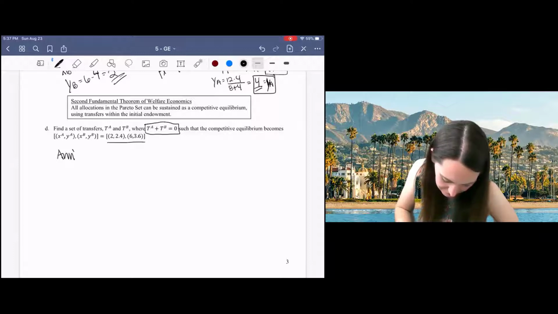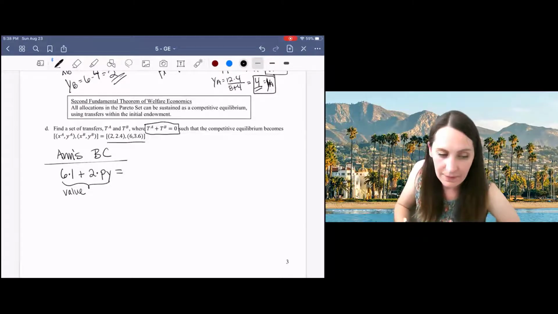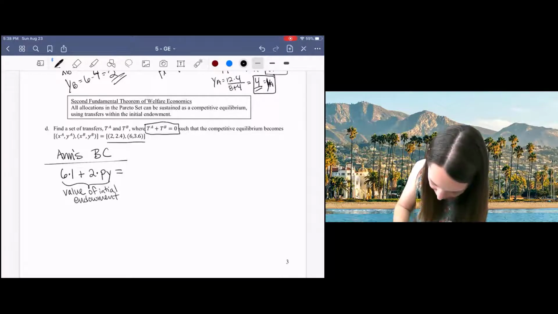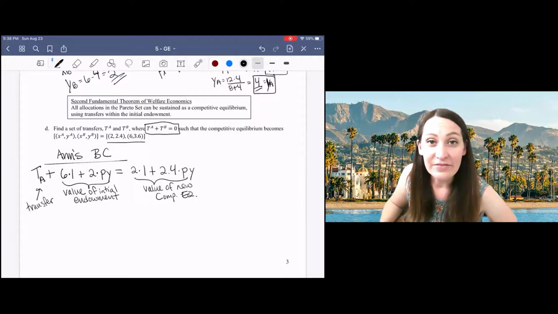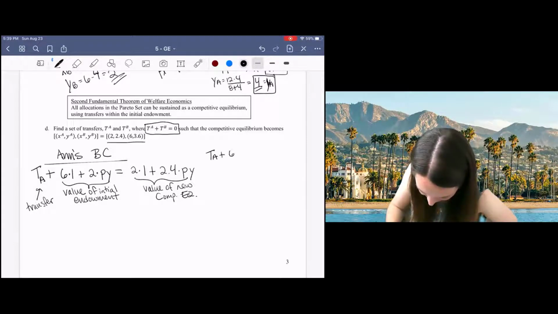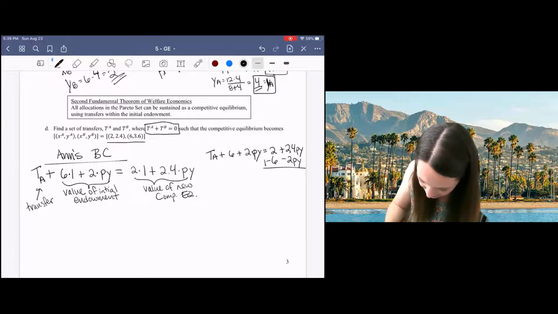So for Anne's budget constraint, I know that the value of her initial endowment plus the transfer must be equal to the value of this competitive equilibrium. Now I can simplify this equation to be the transfer as a function of Py. So my transfer plus 6 plus 2Py equals 2 plus 2.4Py. So I'll subtract 2Py, subtract 6 from each side. My transfer is equal to -4 plus 0.4Py.